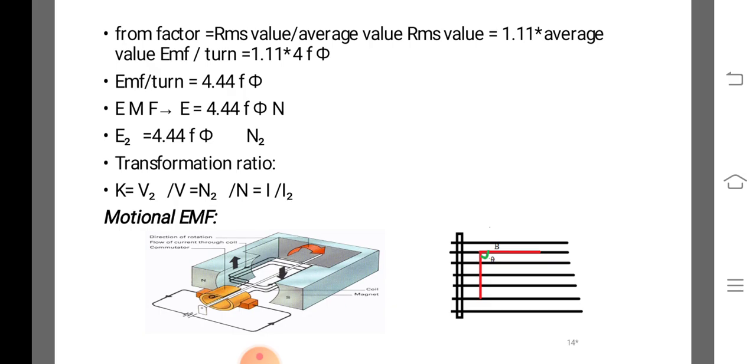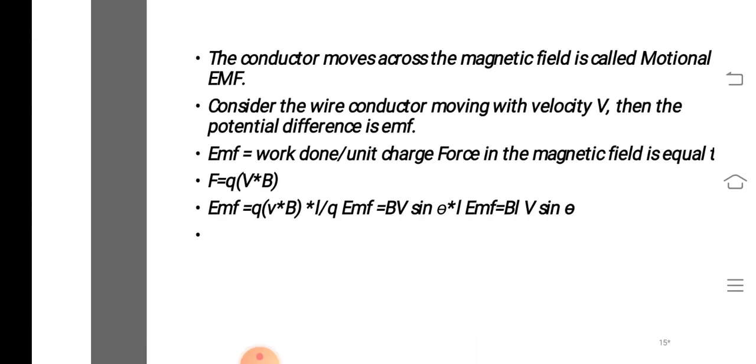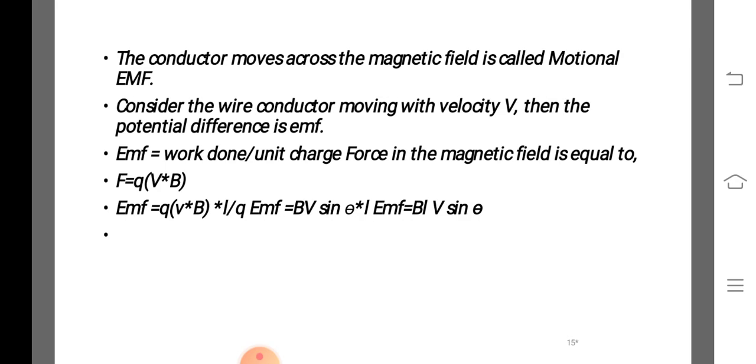Motional EMF: when a conducting loop is moving in a static B field, an EMF is induced in the loop. We recall the force on a charge moving with uniform velocity U in a magnetic field B. So the conductor moving across the magnetic field gives what is called motional EMF.